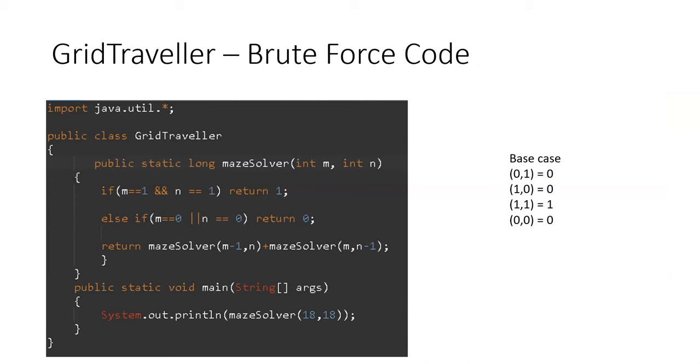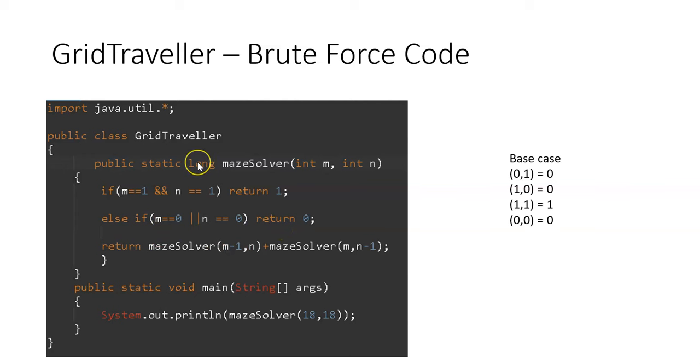If you give a maze solver here, you do something very similar to the previous one. Either you can move to the right or you can move down. So if you add these two solutions, you get the overall answer. If the cell is 1, 1, you will return 1 because that's the base case, that you have reached the solution. Else if it reaches 0, there is no possible path, so you will just return 0.